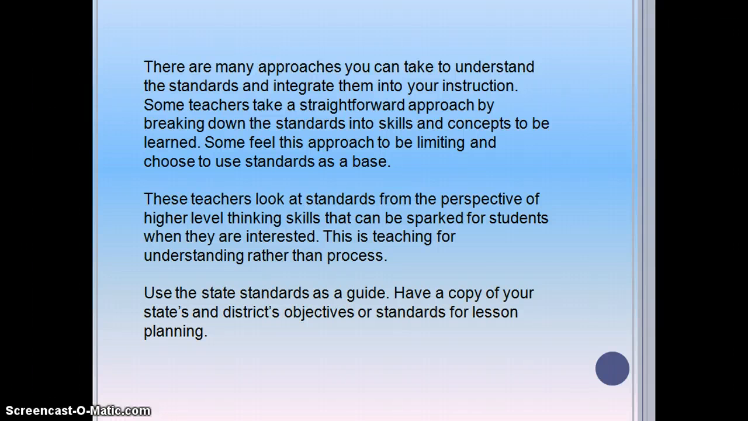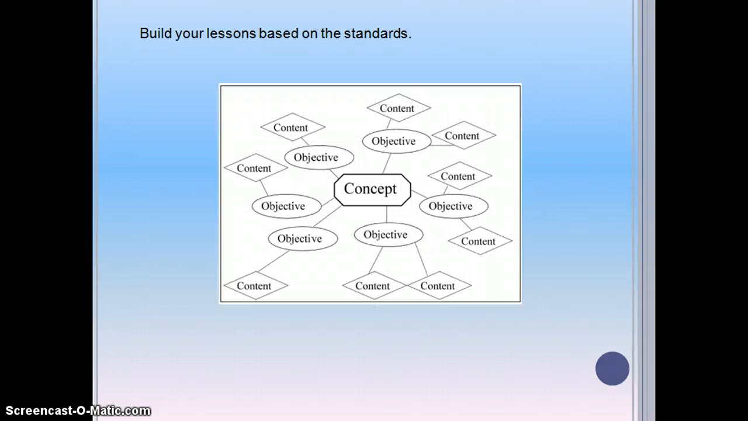Some teachers look at standards from a perspective of higher-level thinking skills that can be sparked for students when they are interested. This is teaching for understanding rather than process. You can use the state standards as a guide and have a copy of your state standards and district's objectives in order to plan your lesson effectively. This is the idea where the standard is the concept in the middle and all of your objectives should surround it, and next you build the content after.